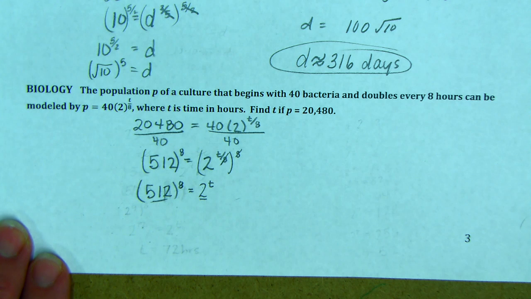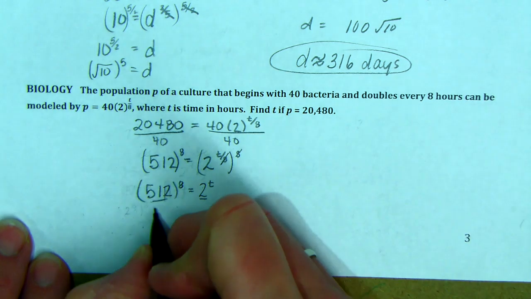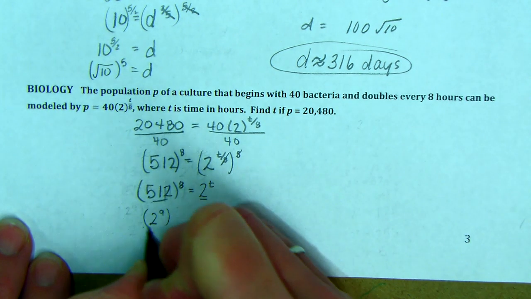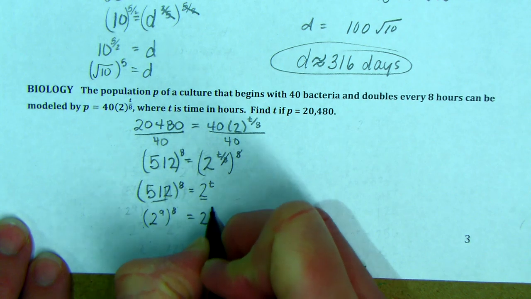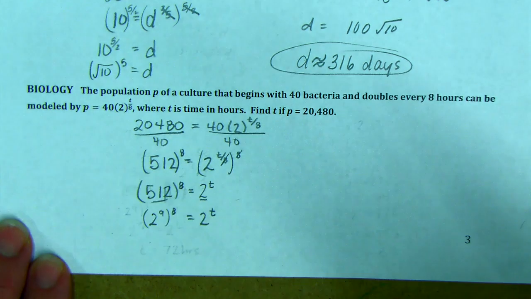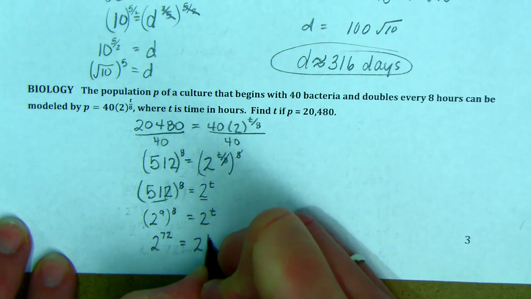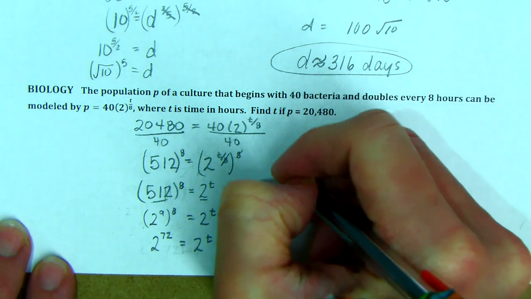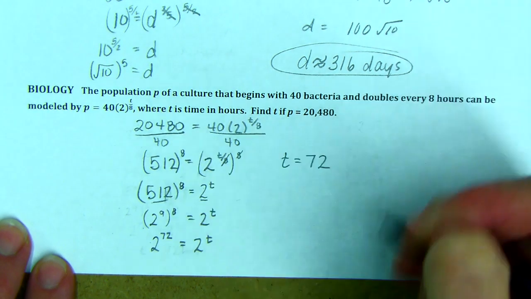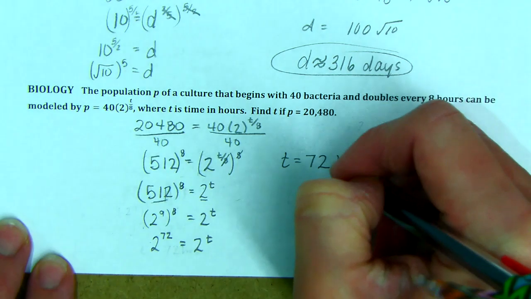Okay, 512 is a power of 2. I'm going to tell you that. I had to do some work. I believe it is 2 to the 9th power. So this is 2 to the 9th to the 8th power equals 2 to the T. Well, when I raise a power to a power, 2 to the 72nd power. So T is 72 hours.